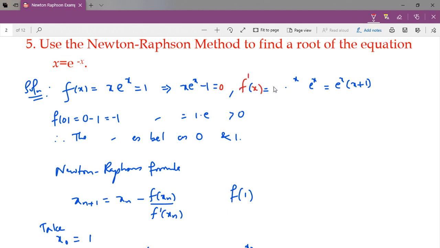So that is first keep x as it is, differentiate e power x, plus e power x differentiation. So this is equal to e power x into x plus 1. Now let us go for f of 0 and f of 1. So 1 into e minus 1 will be greater than 0. Therefore the root lies between 0 and 1. So next go for the Newton-Raphson method.